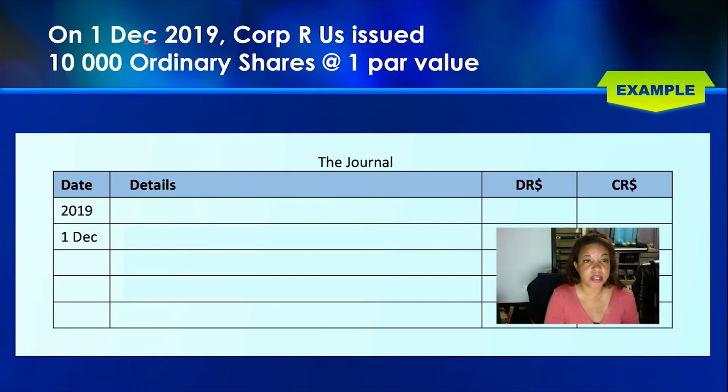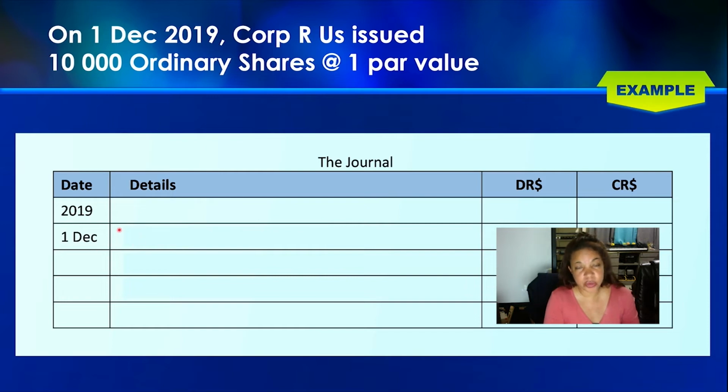On 1st of December 2019, Corp RS issued 10,000 ordinary shares at $1 par value. That was our, I think, our example before. Now we are putting it in the journal. So I have it written. I should put Corp RS, haven't done that, but you understand that that is what is done. So you put Corp RS, the journal, the details, debit, credit. You see, I left out the folio for now. Then 2019, that's the year, and the date, 1st of December.